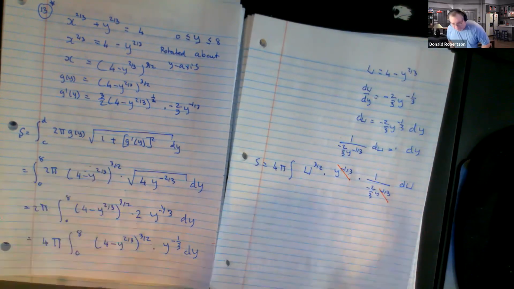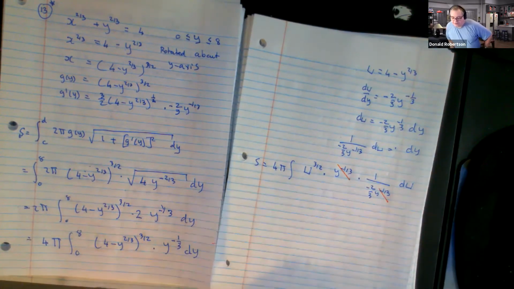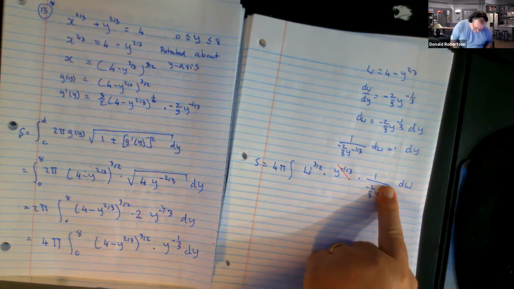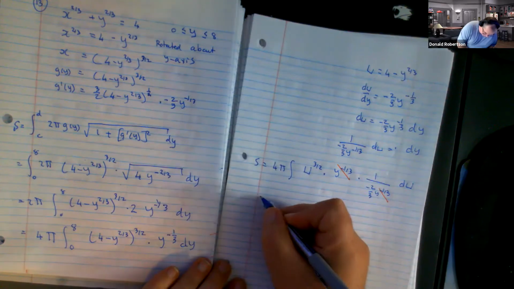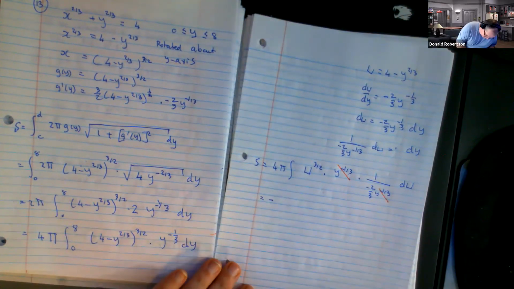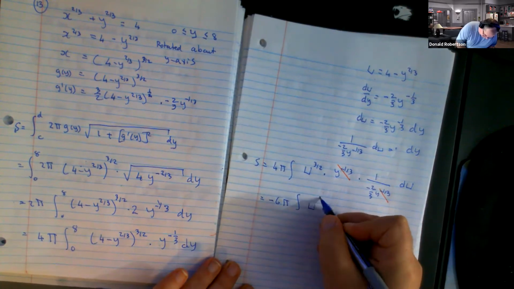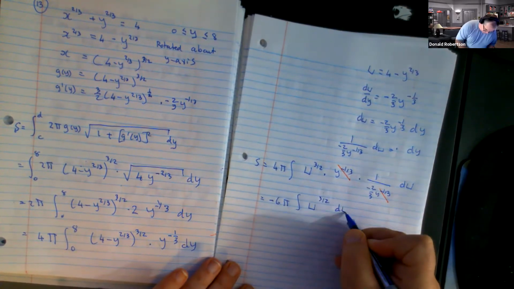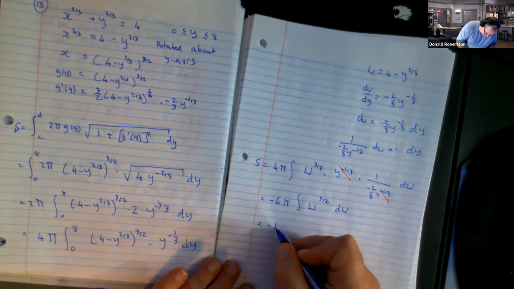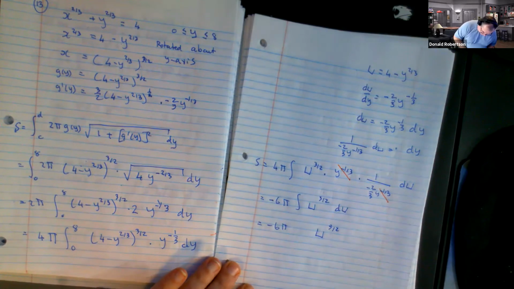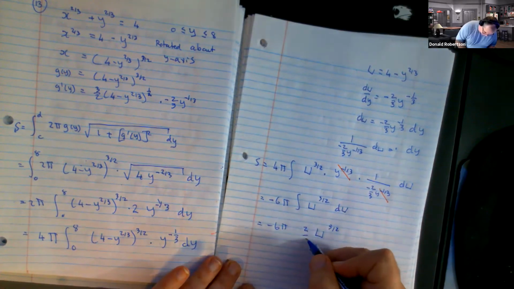Would you agree that 1 over negative 2/3 is just another way of saying negative 3/2? Right? 1 over negative 2/3 is just another version of negative 3/2. So I'll pull the negative 3/2 out and I will get a negative 6 pi times the integral of u to 3/2 du. Power rule. Add 1 to the power, divide by the new power.